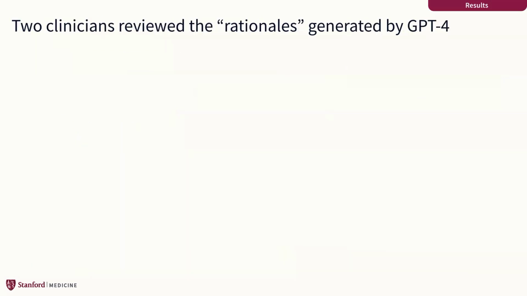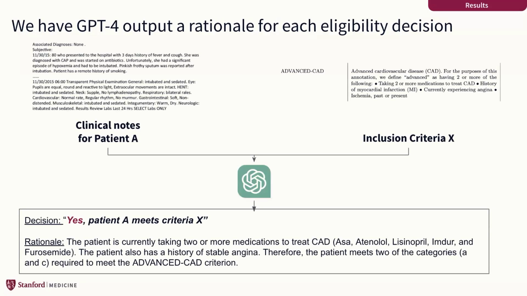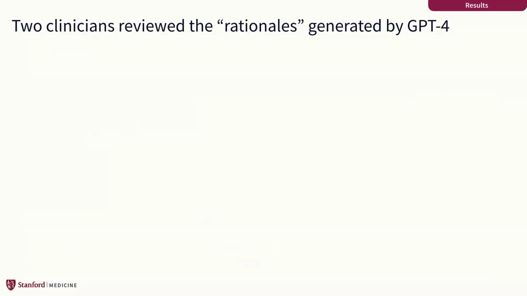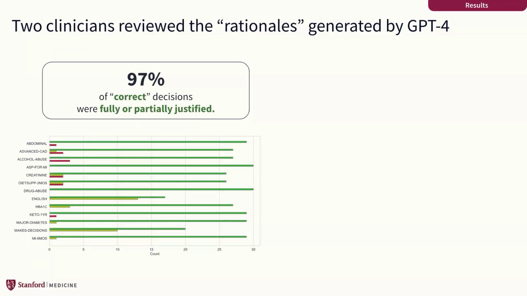And so what we did is we had the model generate these rationales for, I think, the majority of patients and criteria that it evaluated. And then we had two clinicians review the rationales generated by the model, right? So the model makes a decision and then it outputs a rationale. And what we found was that for the decisions the model made that were correct, so the decisions the model made aligned with the gold standard labels in this data set, almost all of the rationales were either fully or partially justified by the underlying note. Right, so very high alignment between the model's rationales or justifications and the clinicians' judgment of how they would have made the same decision.